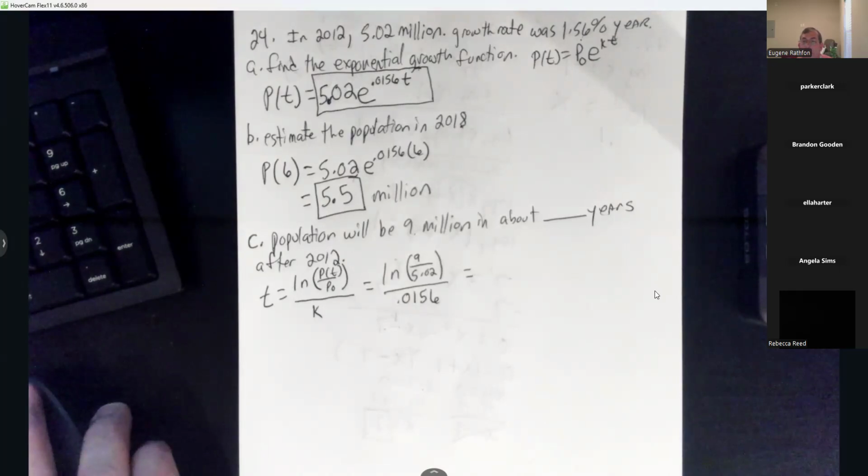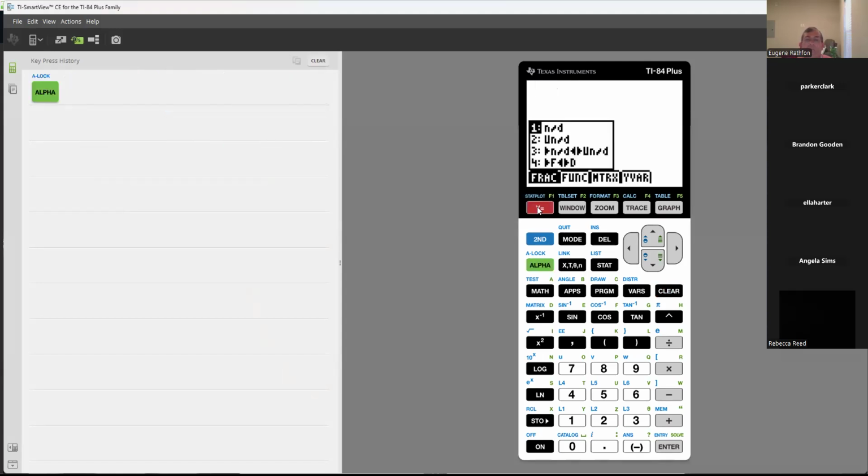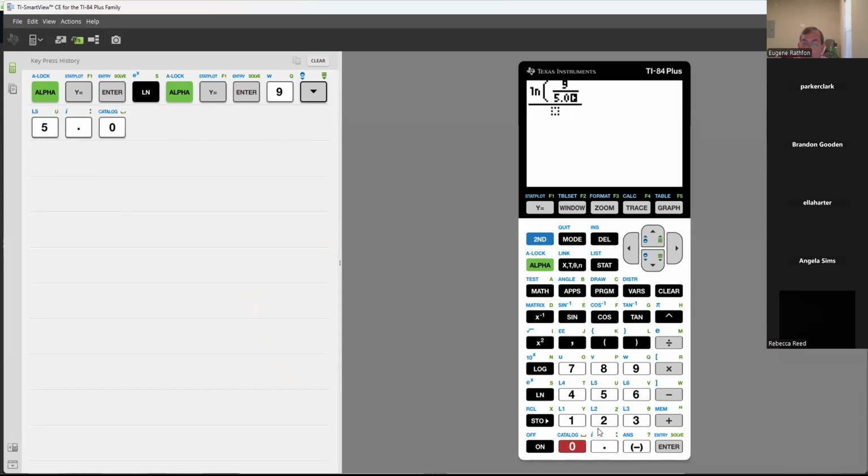So let me clear everything off. I would hit alpha y equals for my fraction first. Now on top, I would hit ln. And then I'm going to do the alpha y equals for the fraction again. And then on this, I'll put 9 on top, arrow down to the bottom, and put in 5.02. All right, arrow out of that. I'm going to close those parentheses. And then I'll arrow down to the bottom and put in 0.0156.